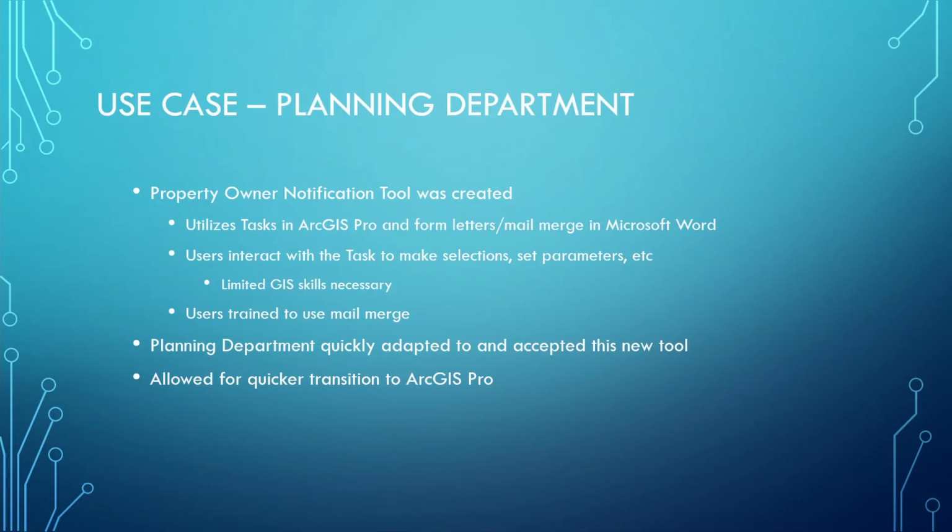about the task. So after development, trial and error, testing, I did go back to the planning department, provide this information to them, and they quickly adapted this new model of using tasks for their new process of being able to go in with their new adjoining owner notification tool. And that allowed me to then help move the migration forward and then to go ahead and get them moving towards ArcGIS Pro.